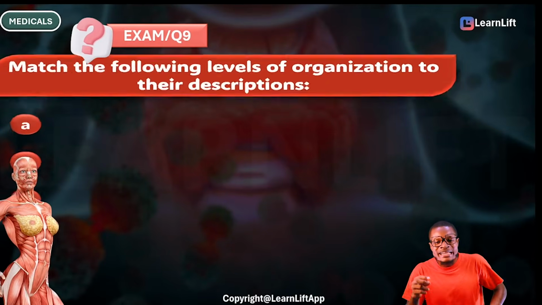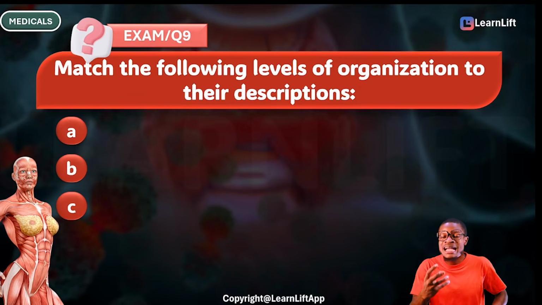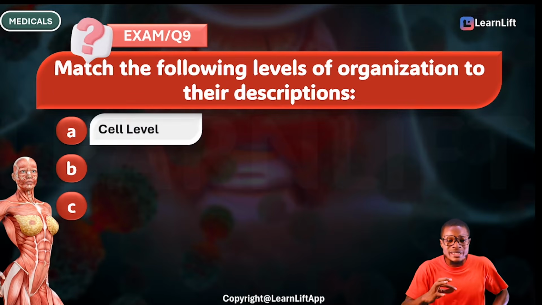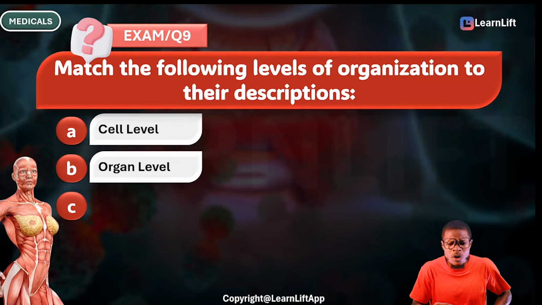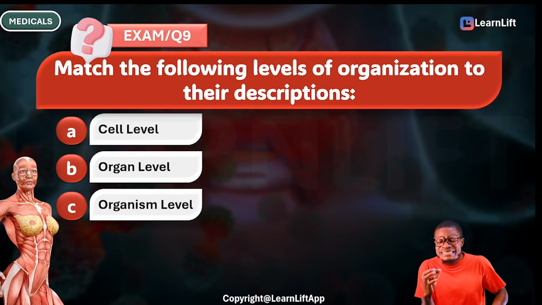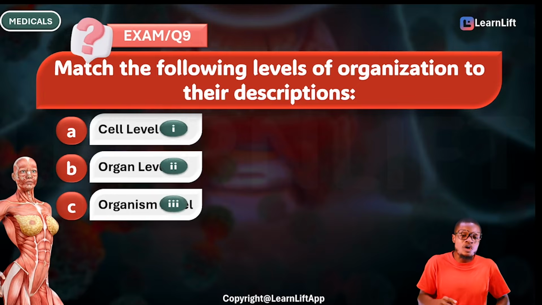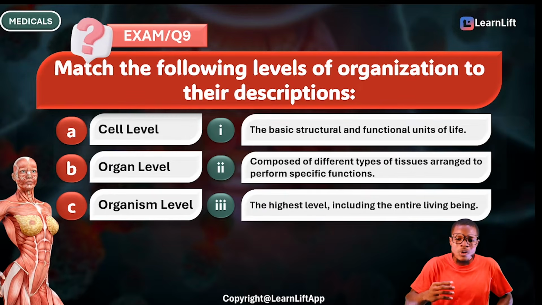Question number 9. In our question 9, we're given this beautiful question. Match the following levels of organization to their description. Match all of them for us. Option A says cell level. Option B says organ level. Option D says organism level. Match it with the following that we have there. And we also got 1, 2, and 3.